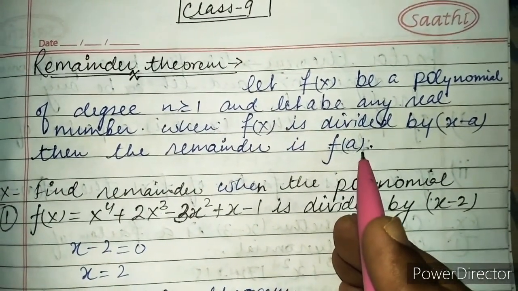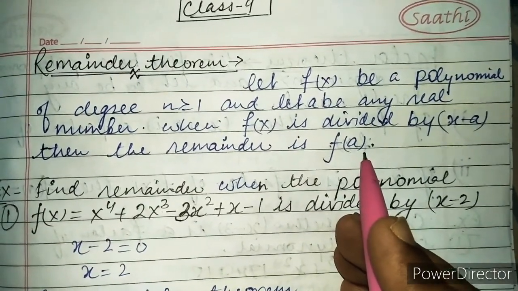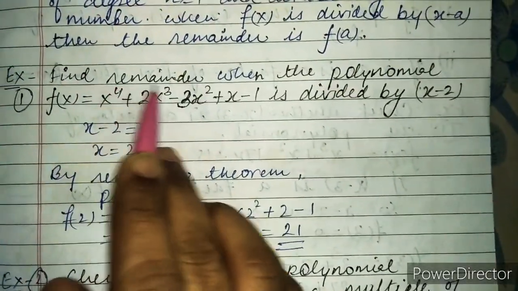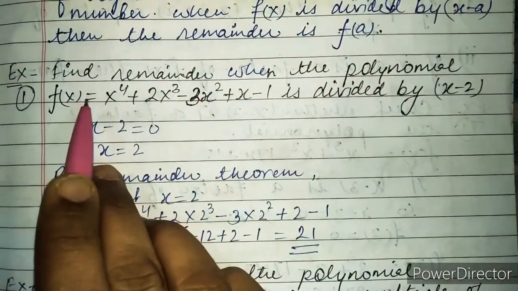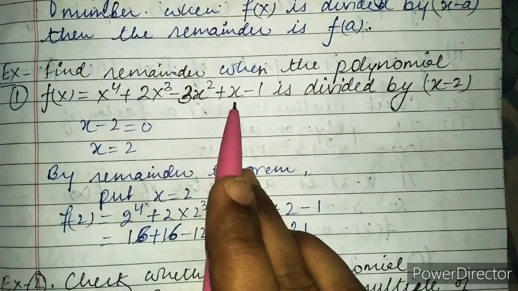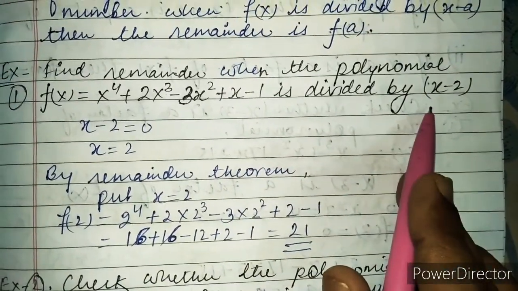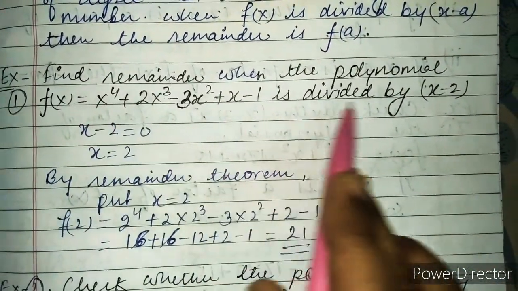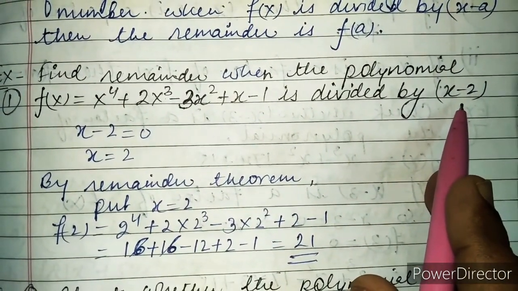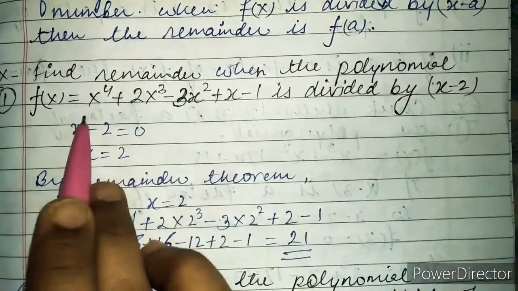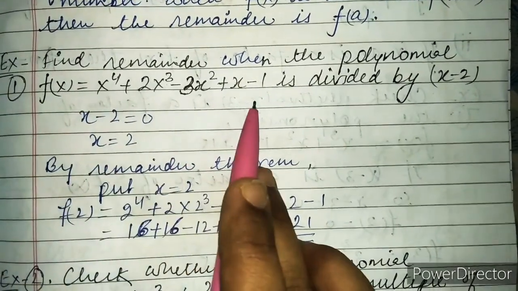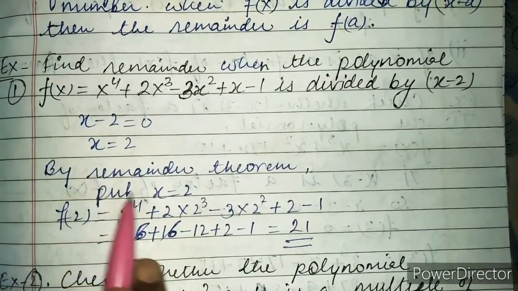It will not be clear without an example, so we'll take one example. Suppose you are given: find the remainder when the polynomial f(x) equals x to the power 4 plus 2x cube minus 3x square plus x minus 1 is divided by x minus 2. So when f(x) is divided by x minus 2, what will be the remainder? In this case, first we make x minus 2 equal to 0, so x equals 2. Now put the value 2 in the given polynomial, so in place of x we put x equal to 2.